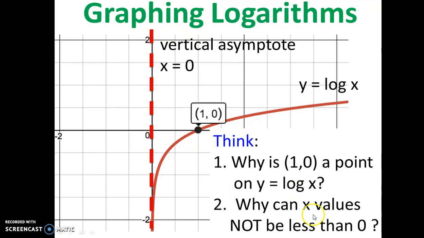All right, and this question 2, why can x values not be less than 0? Because when x is less than 0 here, then you're thinking 10 to some power makes a negative number, and that's impossible. Anything raised to an exponent is going to be a positive number. Think about that. Even if the exponent is a negative number, it still just creates a tiny value, but not a negative value. For example, an exponent of negative 5 would create 1 over something to the 5th power.